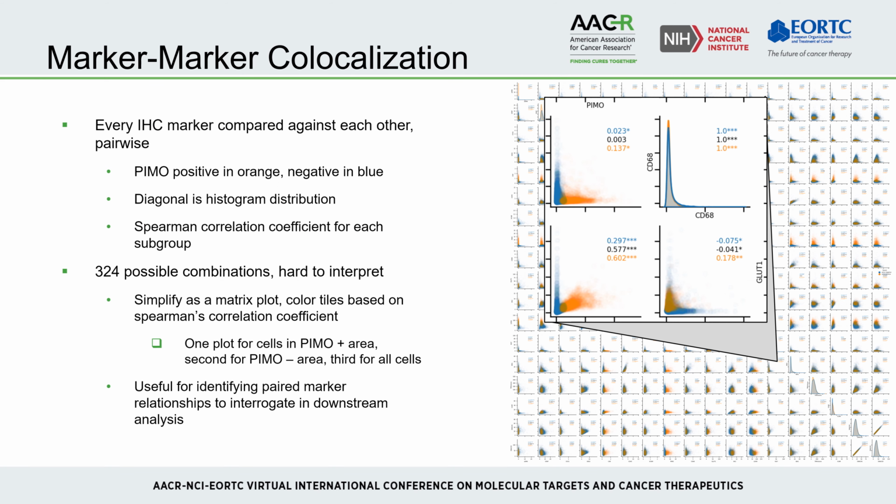Hypoxia has been known to influence the co-expression of numerous genes. So here we actually create scatter plots comparing the intensity distributions of each IHC marker combination within a region of hypoxia, shown in orange, and relative to normoxia, shown in blue. The Spearman correlation coefficients are used to evaluate the magnitude and statistical significance of such associations.